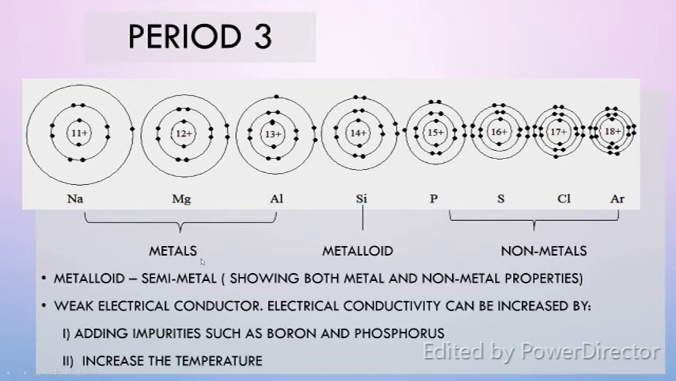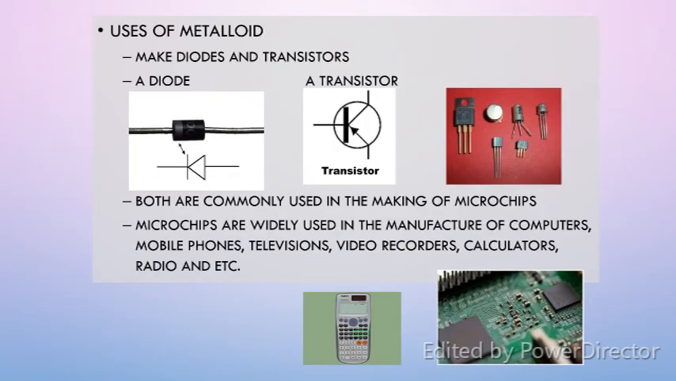You are familiar with metals and nonmetals, but what is metalloid? Actually metalloid is semi-metal. So it shows both metal and non-metal properties. Metalloid is a weak electrical conductor. However, the electrical conductivity can be increased by adding impurities such as boron and phosphorus. Another way is to increase the temperature of the metalloid. As for uses, metalloid can be used as diodes and transistors.